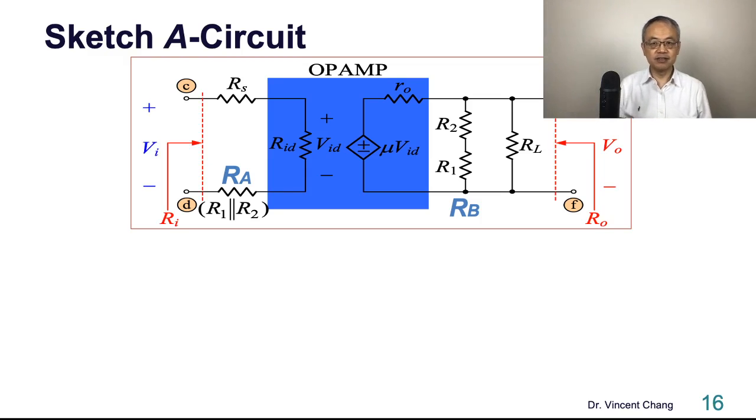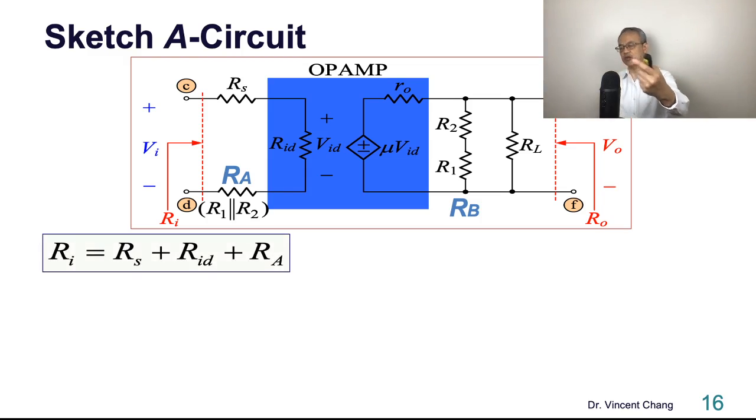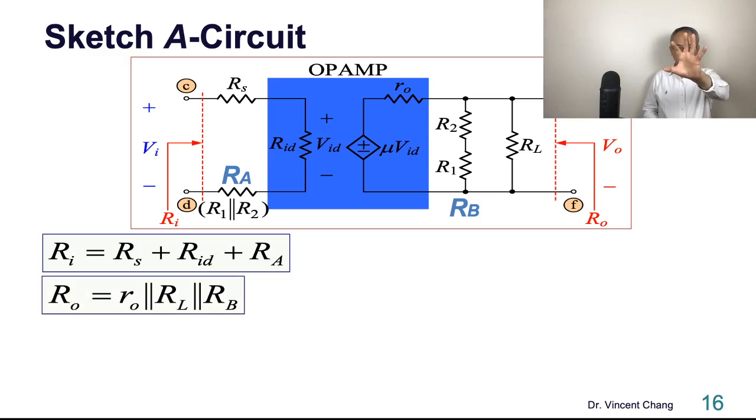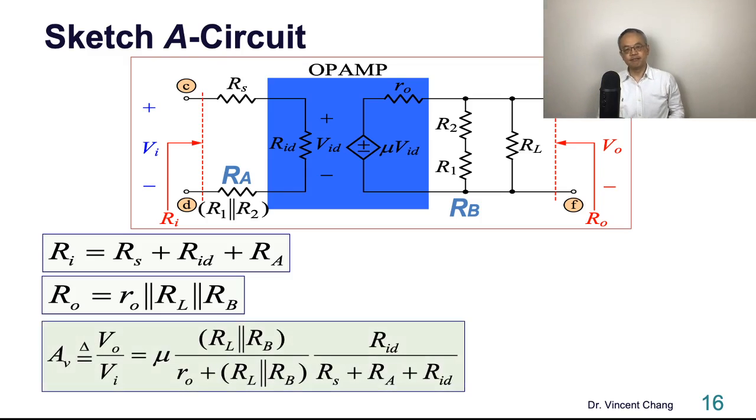Then you can calculate, for example, the capital RI, the series combination of the three. The RA is defined by the parallel combination of R1 and R2. Same thing with the capital RO, the output resistance without feedback: the parallel combination of the three, O, B, and L. And the open loop voltage gain, VO divided by VI, is quite easy. I leave this to you.